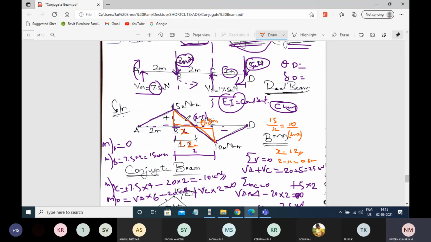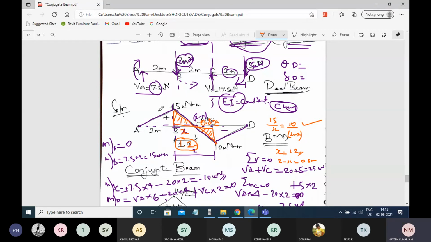Because we need to consider the area of the triangle, for that we require the base of this particular triangle. So for that reason we are finding this value. In order to find that, we can use the similar triangle concept, where you can find the unknown from the point of contraflexure to B, and from the point of contraflexure to the maximum moment at C. Understood?